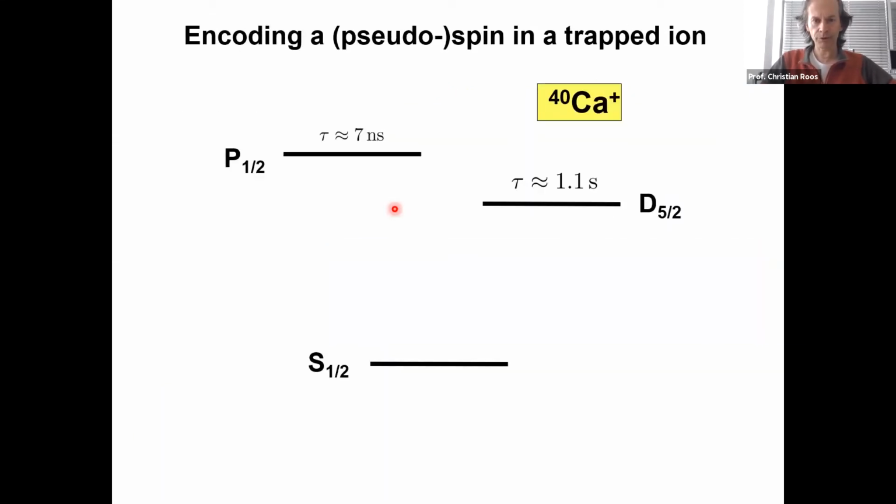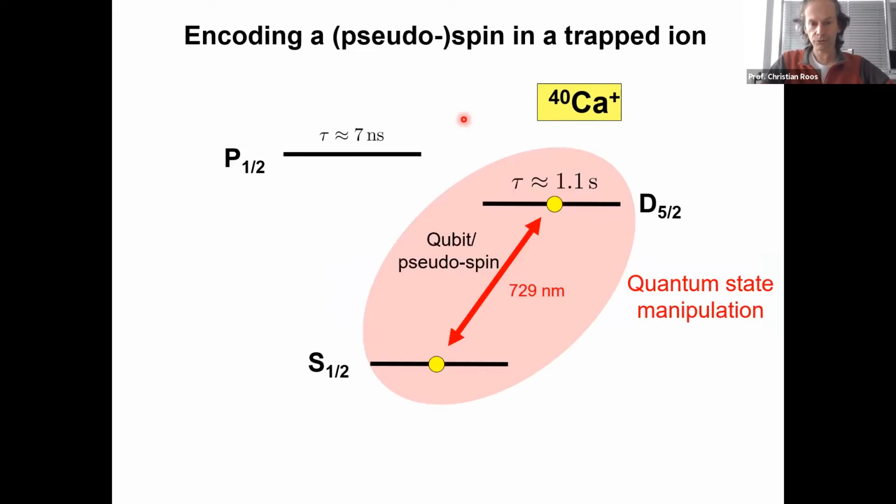And before talking about this, let me mention that we use calcium ions as our ion of choice. Calcium has a simple level scheme with an S1/2 ground state, a short-lived P1/2 excited state, and a metastable state with a lifetime of about a second, which is interesting for encoding a qubit in conjunction with the ground state. And so you see that we can have here two levels which are nearly stable on the time scale of an experiment. We can use a very frequency stable laser to manipulate this qubit or this pseudospin system that we have here at our hands.